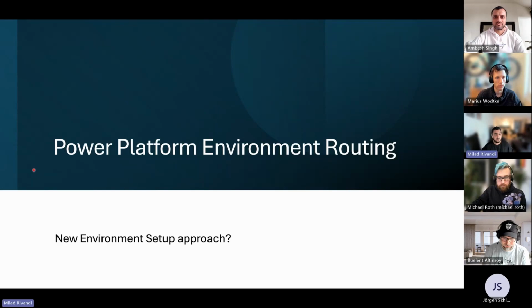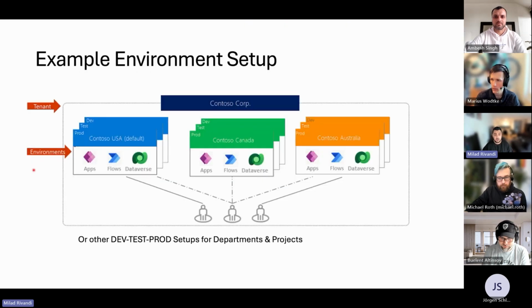Then we are coming to the topic of Power Platform environment routing. Sorry, I just quickly added these slides, but let me explain something about the environment routing. So this is actually a copy of the first slide. Let us imagine again the same environment structure. We have a dev test prod environment for regions, a dev test prod environment for departments, and dev test prod environments for projects. This is, I guess, the commonly used setup for the environments.